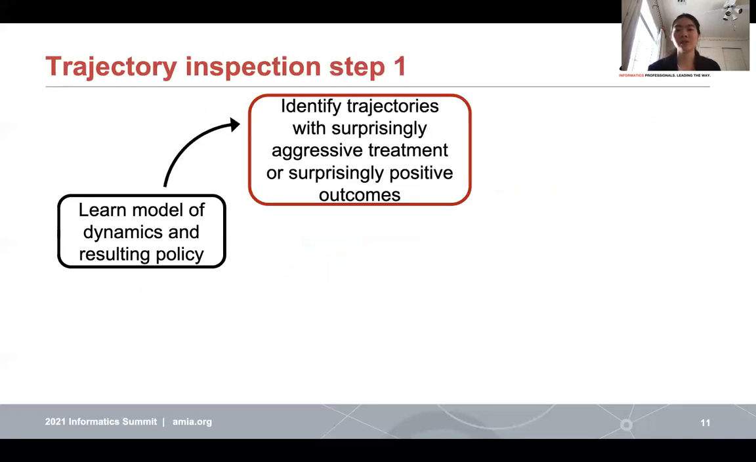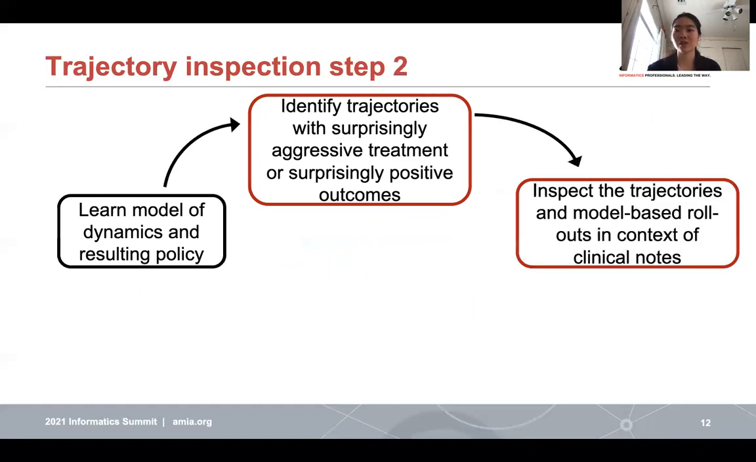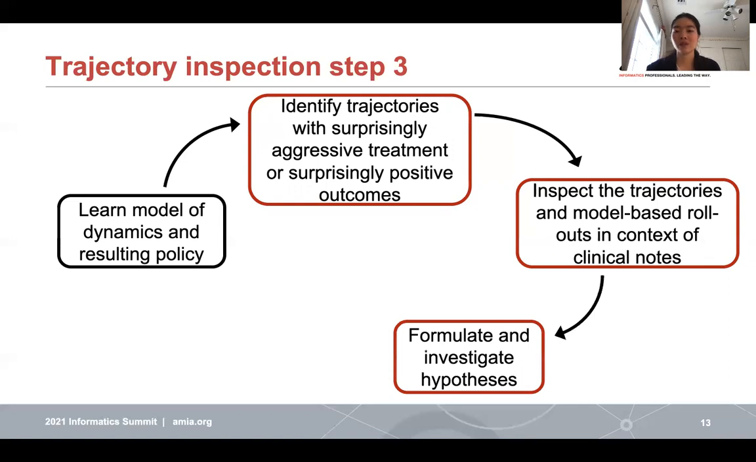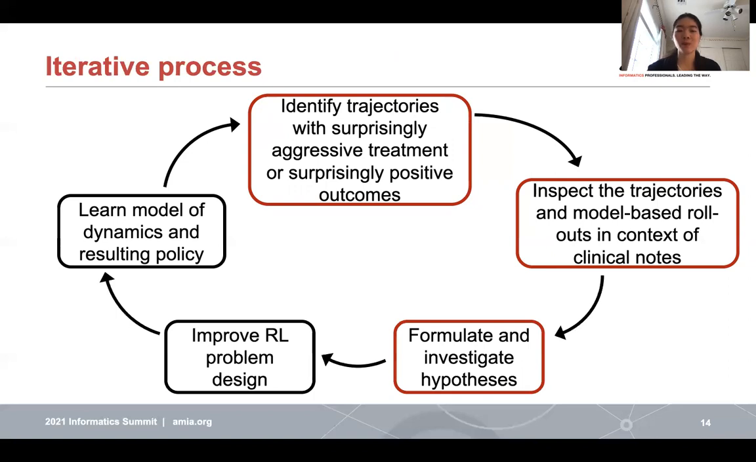In trajectory inspection, the first step is to identify trajectories with surprisingly aggressive treatment or surprisingly positive outcomes. Then we can look at these trajectories and what will happen under the reinforcement learning model. That is what happens when the reinforcement learning action is taken and the model is rolled out in a new trajectory based on the dynamics. This new trajectory is called the rollouts. We also look at the context of the patient's stay from the clinical notes. Finally, we can formulate and investigate hypotheses based on these observations. These can then inform a better problem design, and this process can be iterative.